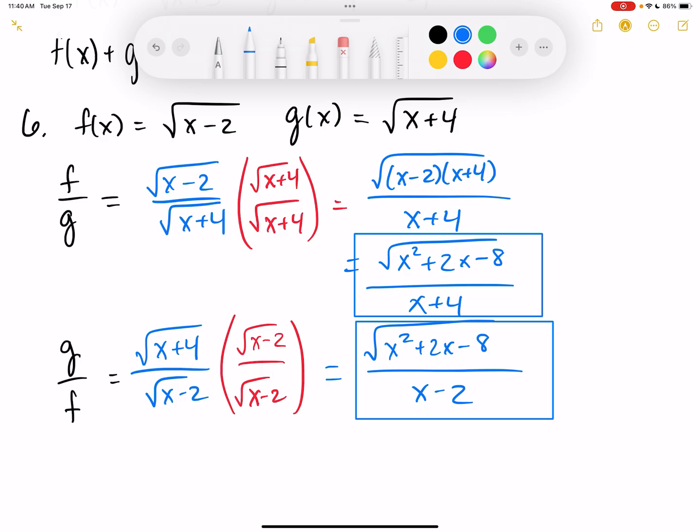Any questions about adding, subtracting, multiplying, dividing functions? Actually, could you go back up to the 2 and... No. If you leave the classroom, you have to just get it later.